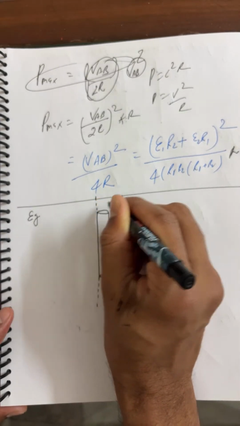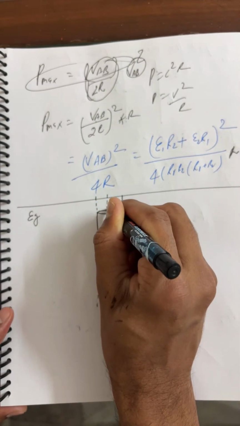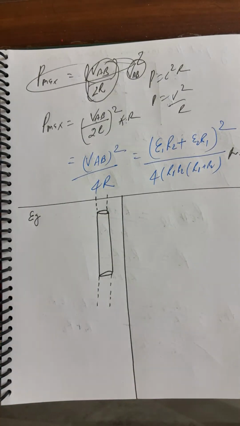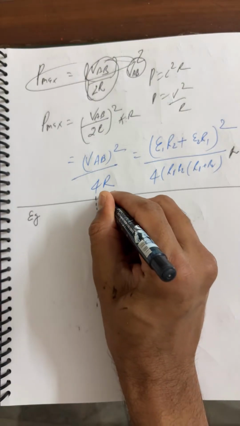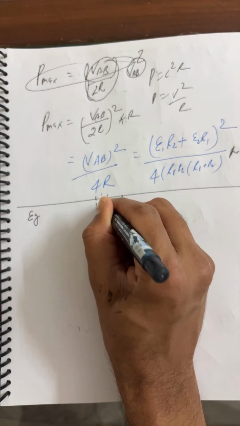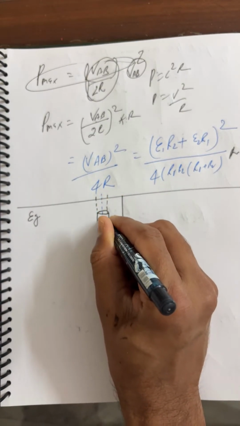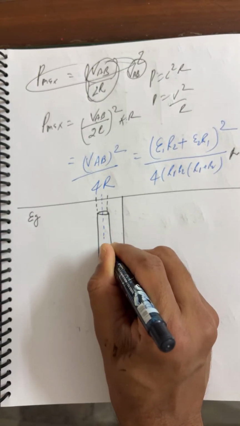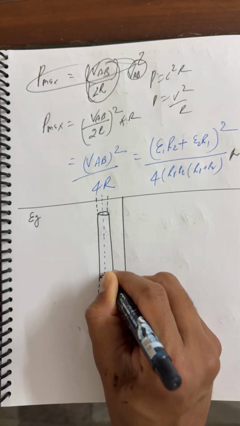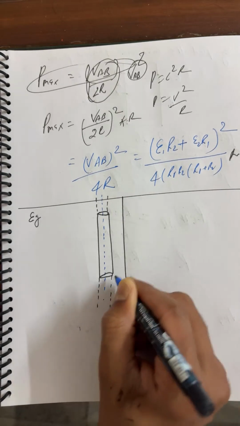Student, it's a long cylindrical wire, right? Okay, which is fully charged. You can take a student. This is the central axis of the cylindrical wire.